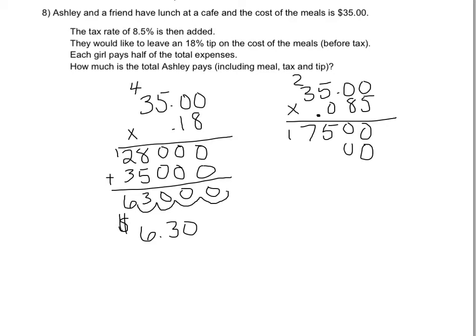8 times 0 is 0. 8 times 0 is 0. 8 times 5 is 40. 0, and then this is not a 2 anymore. This is now a 4. 8 times 3 is 24. Plus 4 is 28. Add those together. 0, 0, 5, 7, 9, 2. So it should read 297500. This one now we have 1, 2, 3, 4, 5 decimal places.